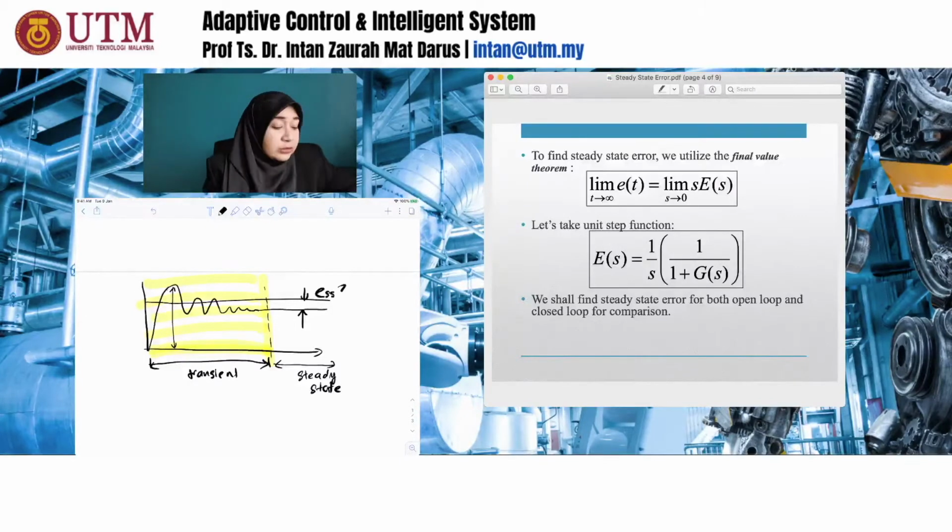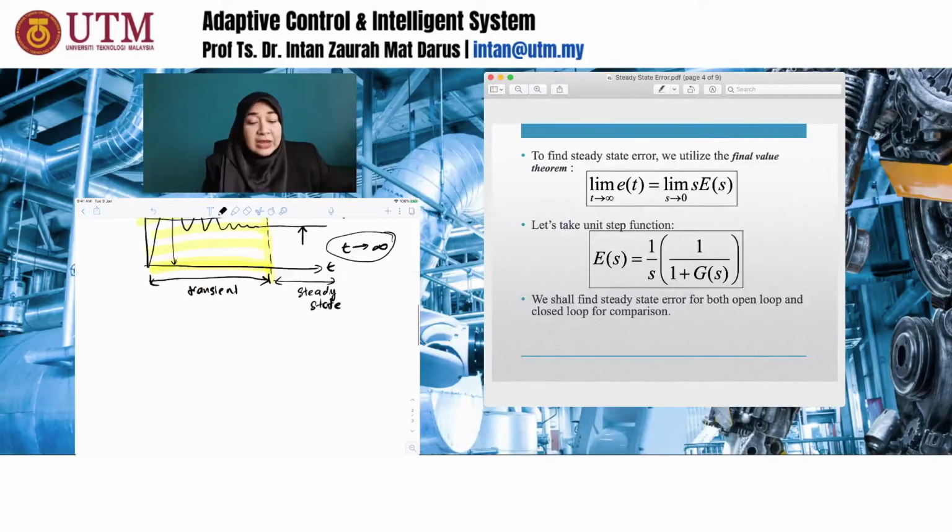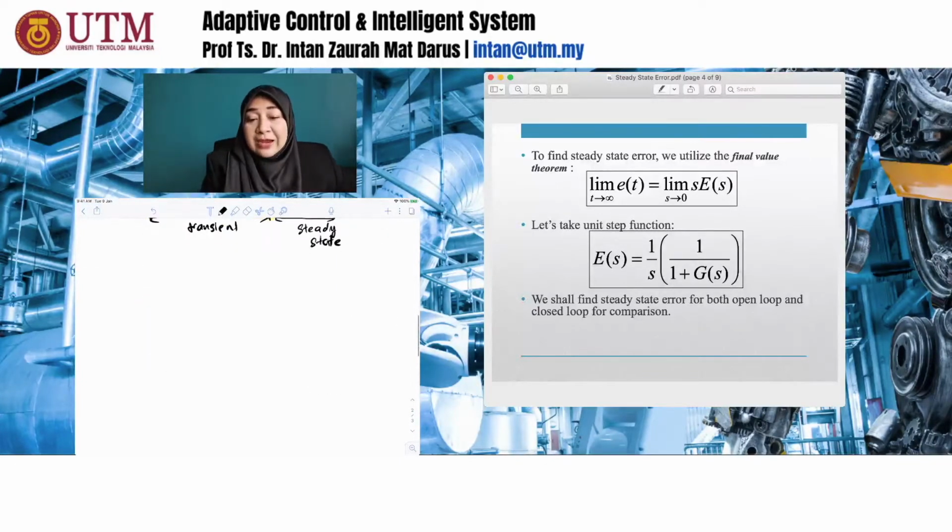Of course you need to do this when time is approaching infinity. You cannot do it in the beginning of the response. So you might want to wait a while before it reaches steady state. So normally we will take the measurement when time is very big. To do that, we need what we call the final value theorem. Final value theorem is a measurement of your steady state error when the time is approaching infinity.